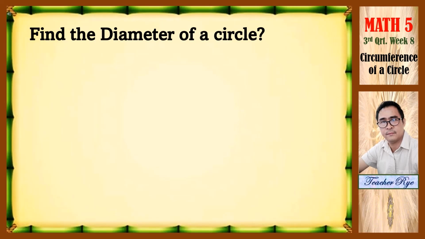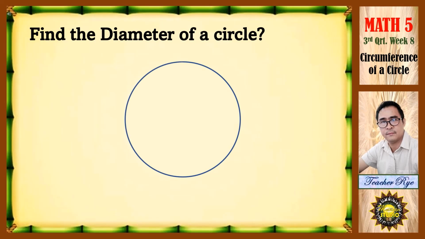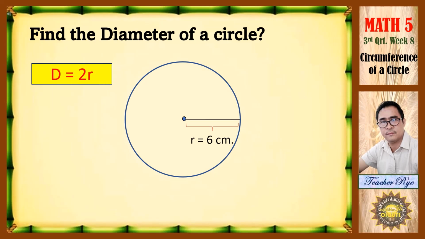So ito yung circle natin, at ito ang ating radius na may sukat na 6 cm. So, ang given natin ngayon ay radius. So, ito ang formula na gagamitin natin: D is equal to 2R, or diameter is equal to 2 times radius.